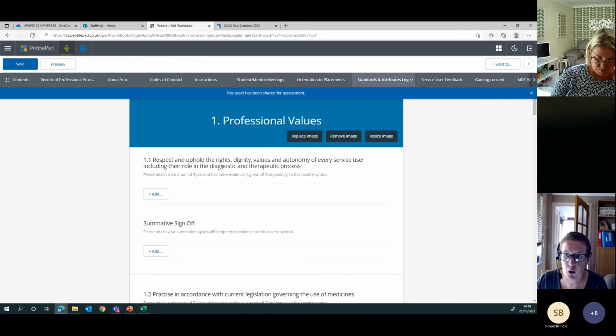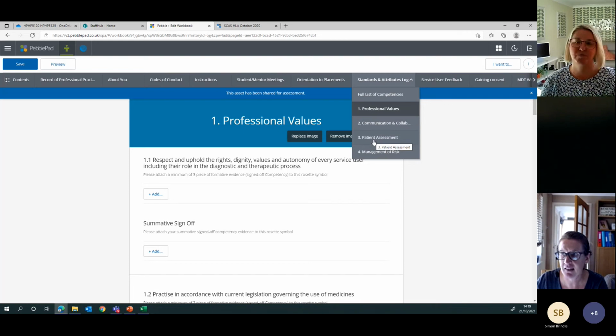So you can see here, respect and uphold the rights, dignity and values. And then that works through, so you've got professional values, communication and collaboration, patient assessment and management of risk. And again, I will show you some ideas of how the students can evidence that in a bit.